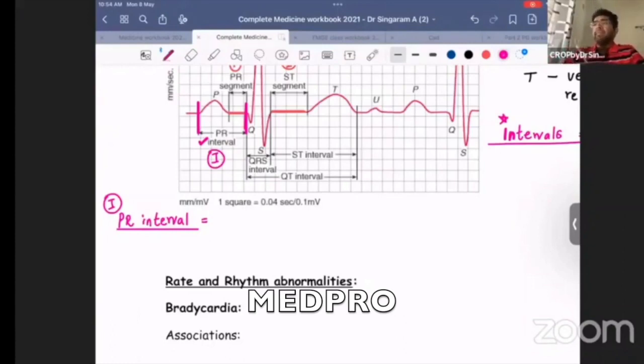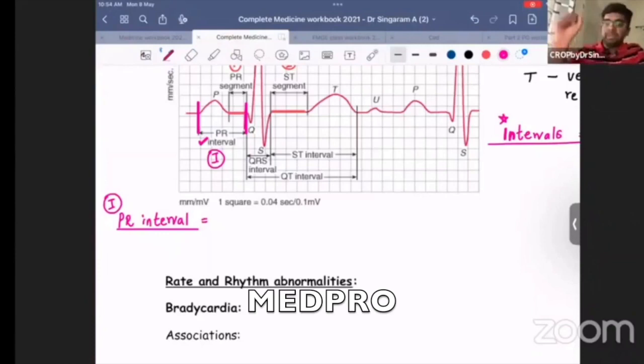It's a time taken between the atrial depolarization and the ventricular depolarization. Okay. Or if you want to simply put it, it is the time taken for the electrical impulse to travel from the atrium to the ventricle. Are you able to understand this?